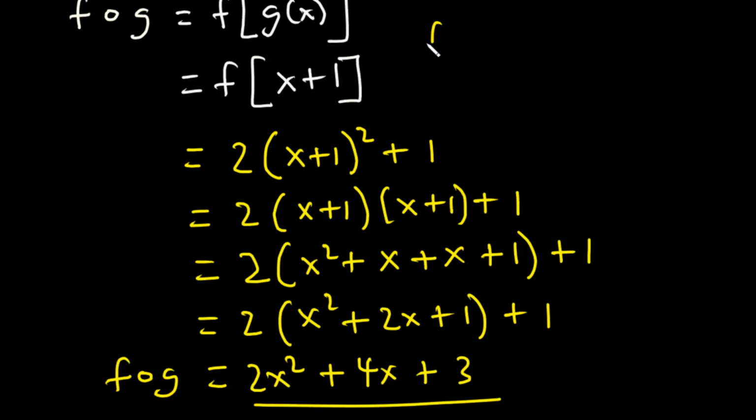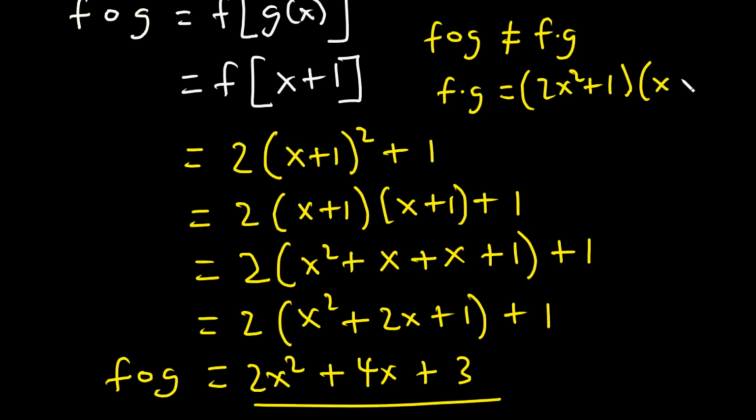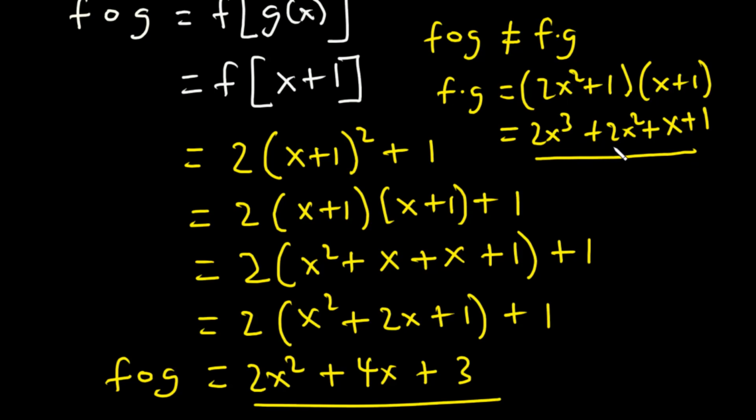Notice that f of g is not equal to f dot g, which is equal to f times g. Now f dot g is equal to f, which is 2x squared plus 1, and then g is x plus 1. Now let's multiply. We have 2x squared times x is 2x cubed, and then 2x squared times 1 is 2x squared. 1 times x is x, and then 1 times 1 is 1. So f dot g is equal to 2x cubed plus 2x squared plus x plus 1, which is not equal to f of g.